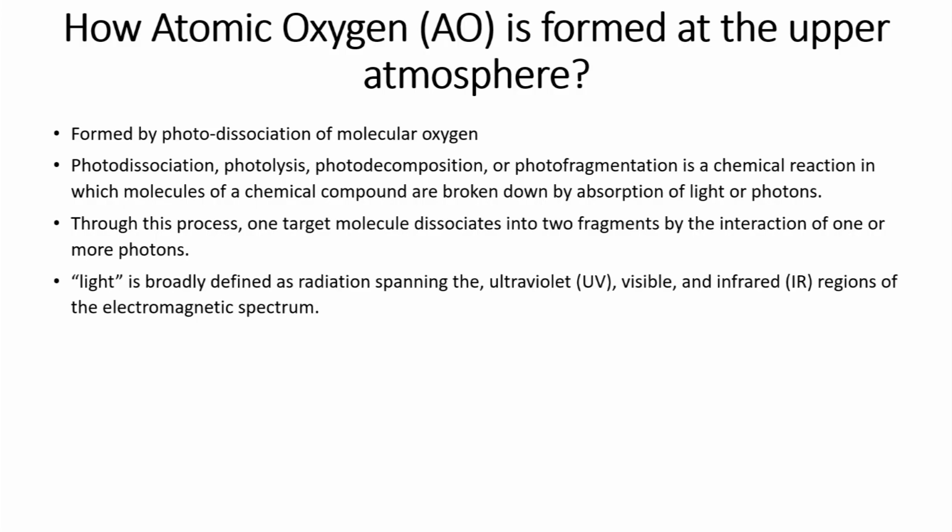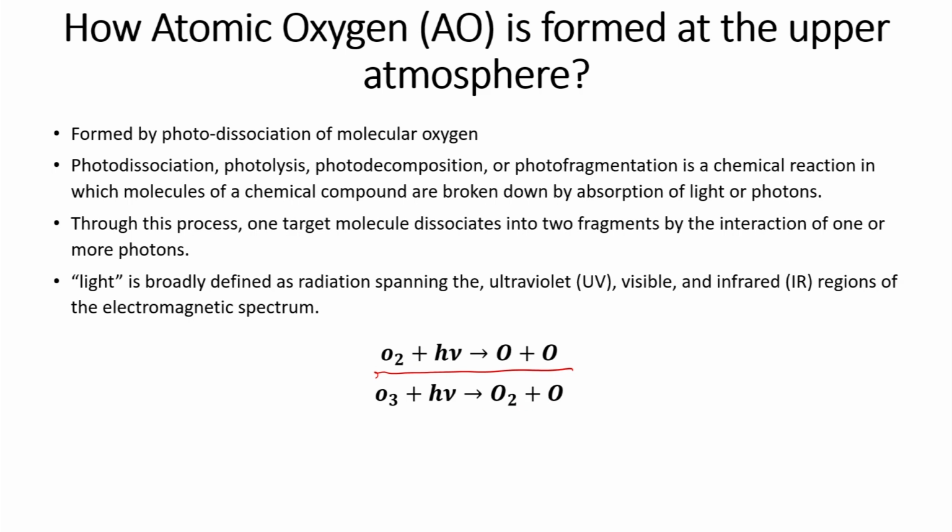The light here is broadly defined as the radiation spanning the electromagnetic spectrum, that is the ultraviolet, visible or infrared regions. So, this shows how atomic oxygen is formed. This is a diatomic oxygen. Whenever electromagnetic energy in terms of photons is incident on the oxygen molecule, it is dissociated into atomic oxygen. You see this is monoatomic, a single oxygen atom. It can happen with ozone also: ozone gives O2 plus O.